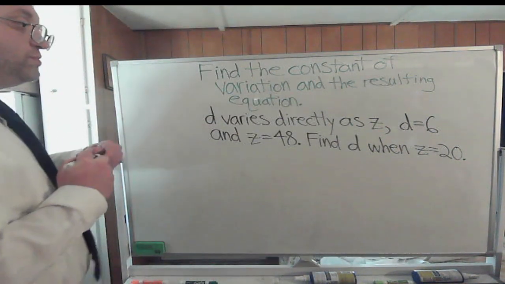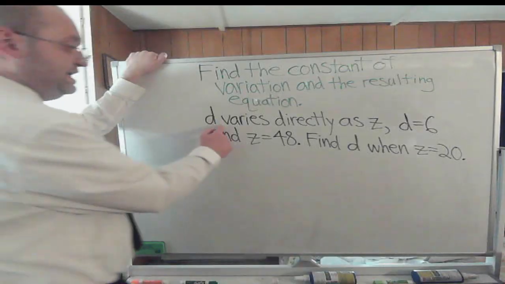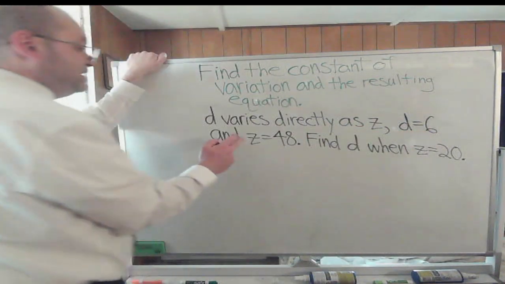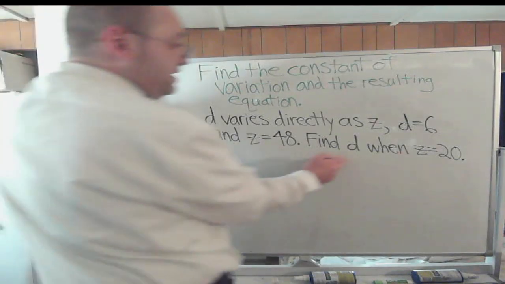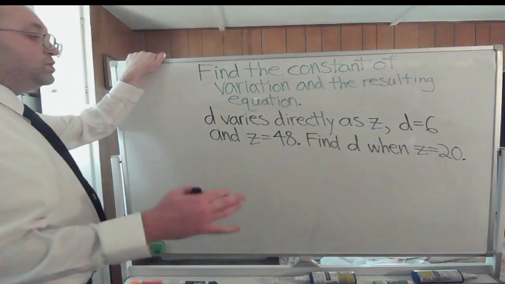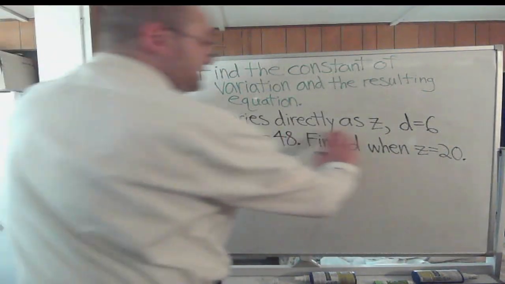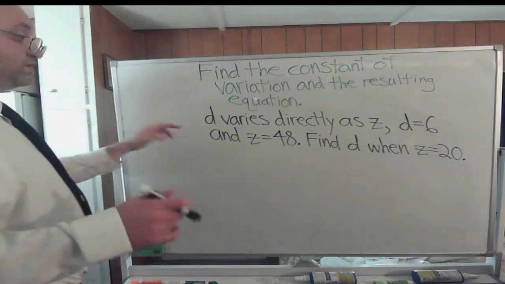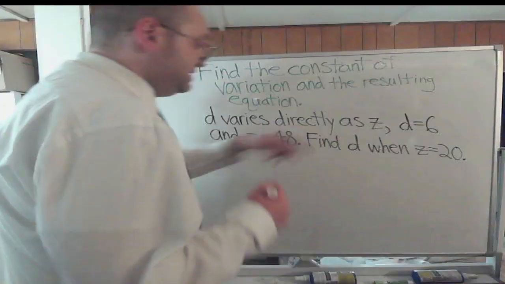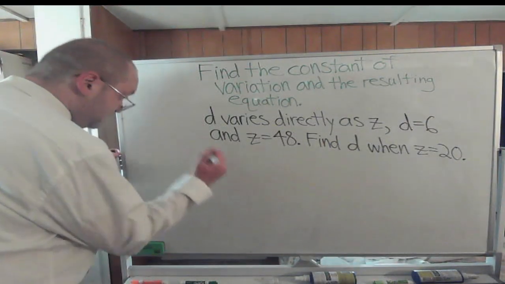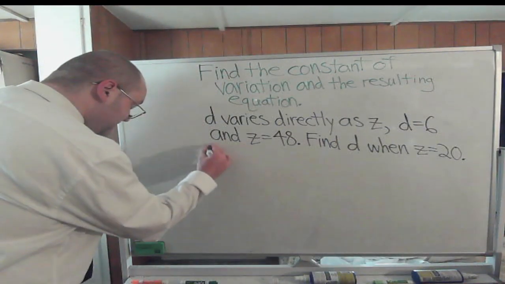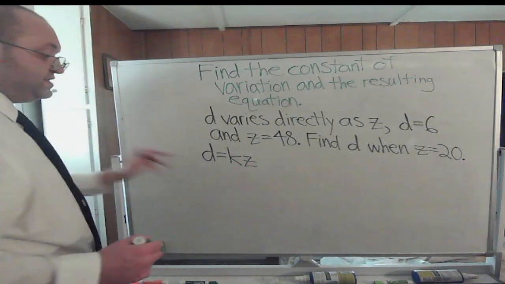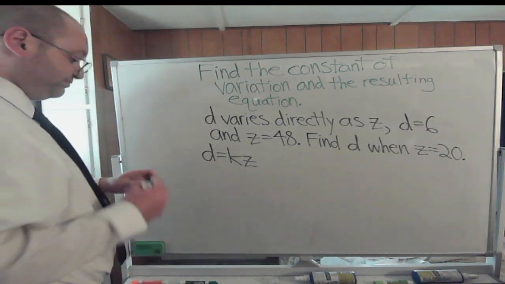Alright, so we have the problem here, D varies directly as Z. Well, D equals 6 and Z equals 48. Then find D when Z equals 20. So, to start with, ignore the entire last sentence. Forget it's even there. Start with the first part, D varies directly as Z. Well, D varies directly as Z translates into D equals KZ. So you have D equals KZ.